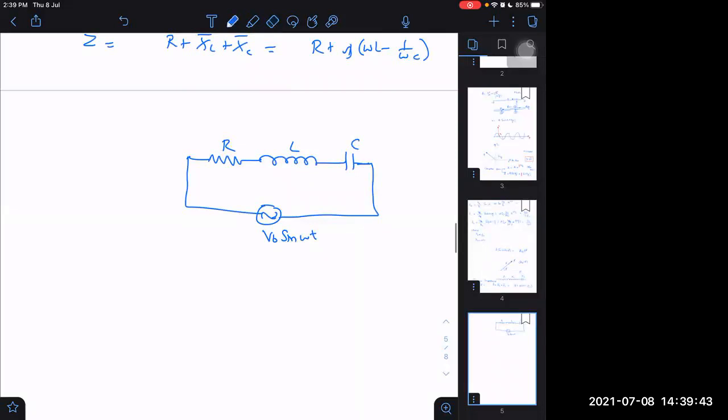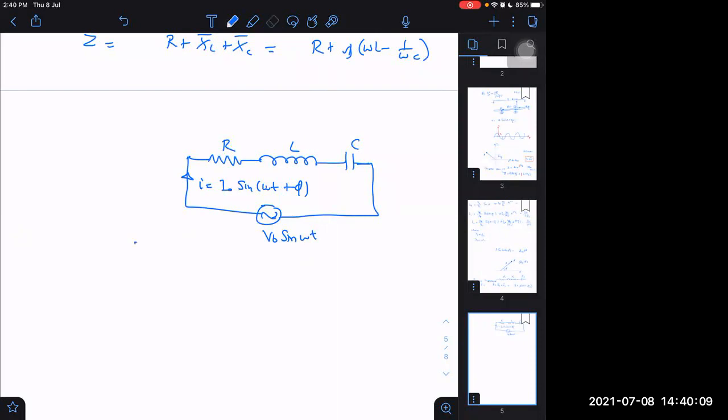Wait a second. Let me take it another way now. What is the current here? Let the current be equal to I naught sine omega t plus phi. I'm assuming it to be leading. What do I get then?